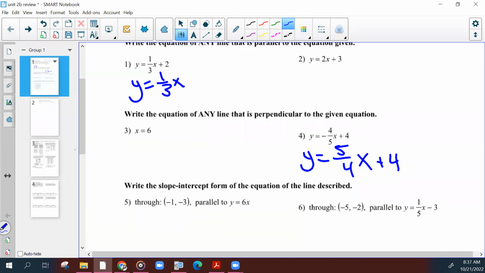Okay, so for this one, you have to know your slope. We know that, or you should know that this is undefined. And if we need a slope that is perpendicular to that, what would that slope be? 0. So that means your new equation is going to be y equals, pick whatever number you want.